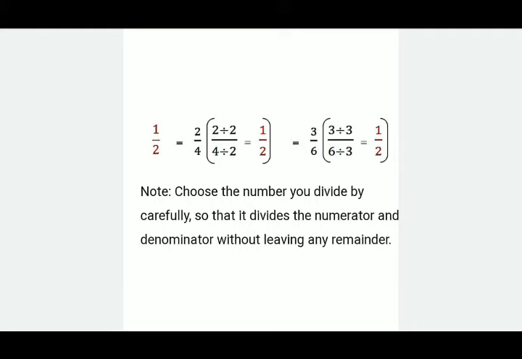Now next, 3 by 6. If we divide 3 by 6 by 3, both numerator and denominator, then 3 divided by 3 is 1, and 6 divided by 3 is 2. So what fraction are we getting out of 3 by 6? If we divide by 3, then we are getting 1 by 2. That means 1 by 2 is equal to 2 by 4, because after simplifying 2 by 4, we are getting 1 by 2. And next, 3 by 6 is also equal to 1 by 2.